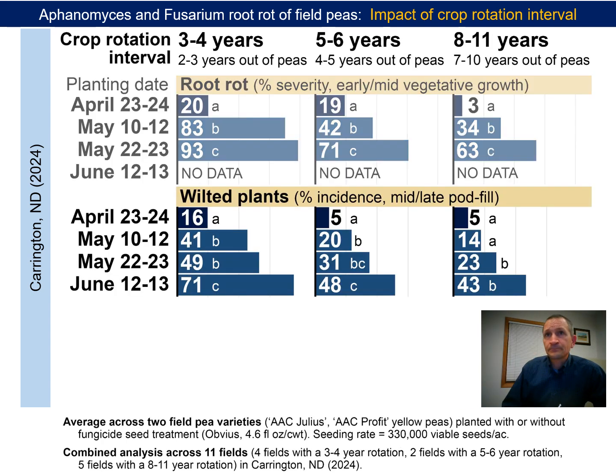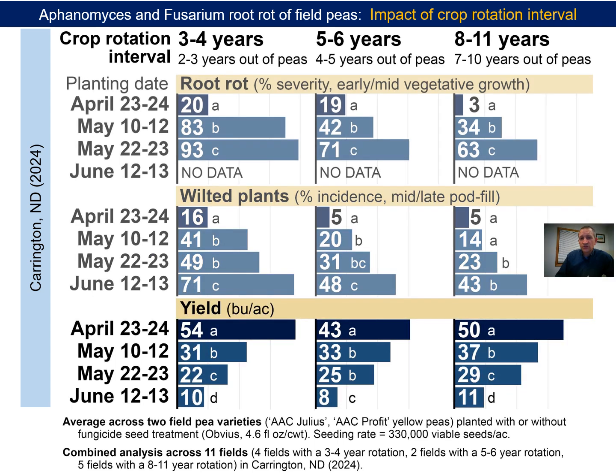How about the wilted plants? And this is what everyone cares about. This is the premature mortality of the peas that causes the peas not to fill out the pods and causes the yield loss, right? And what you can see here immediately is the same story. It doesn't matter the planting date, you have less wilt as your crop rotation interval improves. So a longer crop rotation interval helped us.